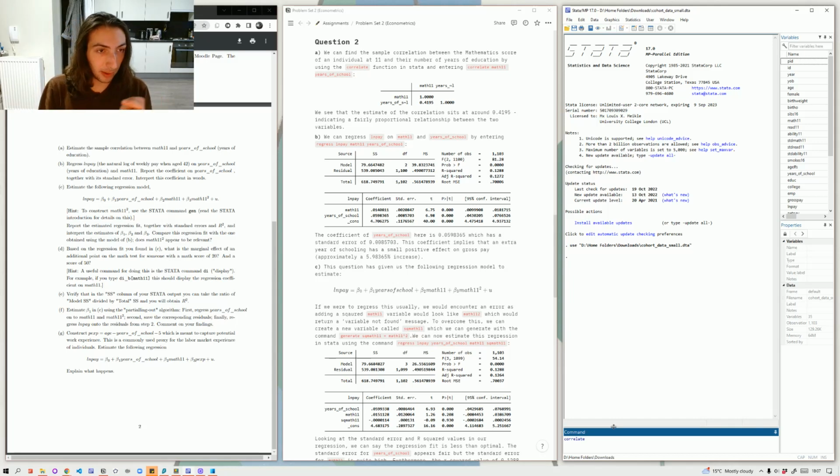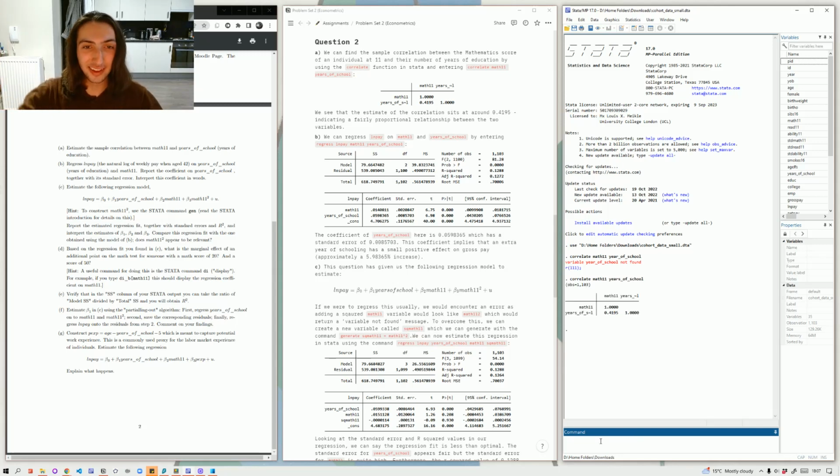We start by correlating Math 11 and years of school. So that's Math 11, your mathematics score when you were 11 years old. I think mine was like 6A, if anyone remembers weird SAT grades. You press that. Oh, I misspelt it. Math 11, years of school.